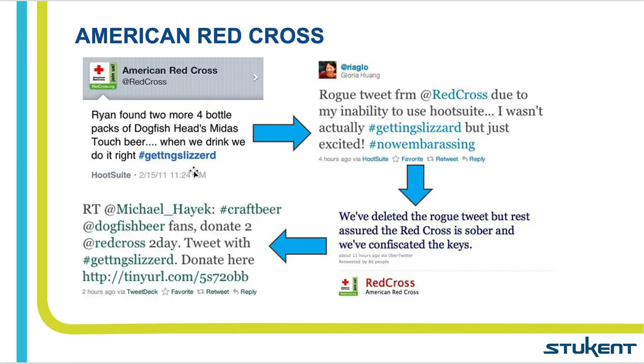Now, American Red Cross is pretty cool. So this is like the actual Red Cross Twitter. Ryan found two more four packs of Dogfish Heads Midas Touch beer. When we drink, we do it right. Get slizzard. Clearly, this was either somebody that hacked them or somebody that wasn't supposed to post it posted.